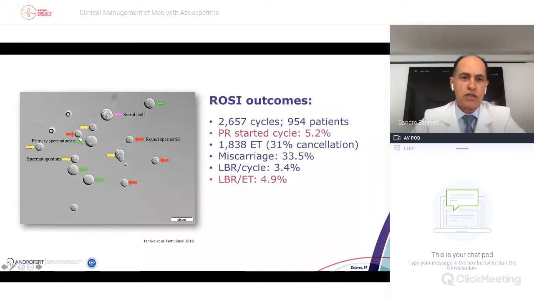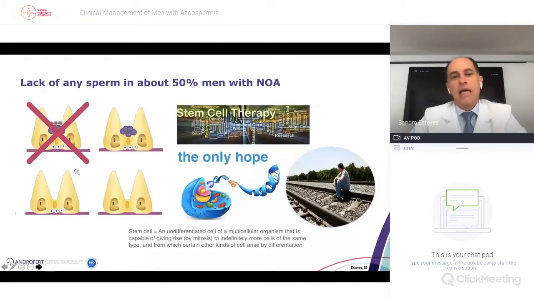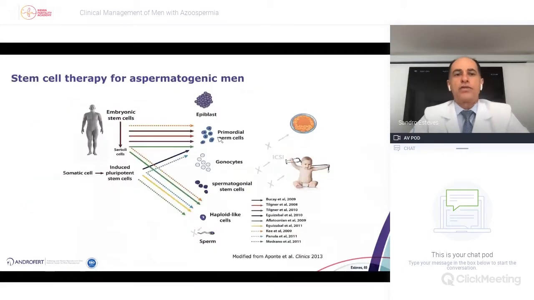So we need to evolve the laboratory techniques to differentiate these round spermatids to mature sperm to be able to provide better results. And in patients in which we don't have the round spermatid, the only hope is stem cell therapy. Although we have achieved some results in the animal model, concerning human stem cell therapy for men with no round spermatid and no sperm, well, we don't have anything to offer at the moment.